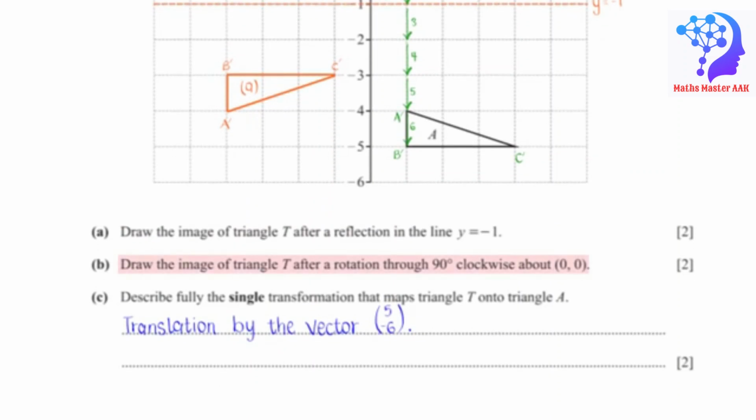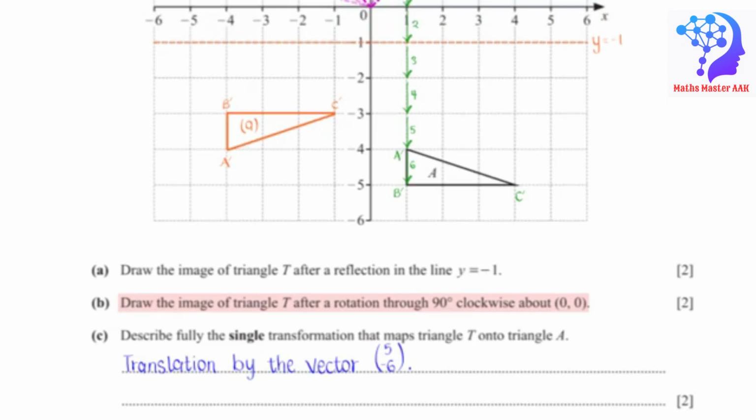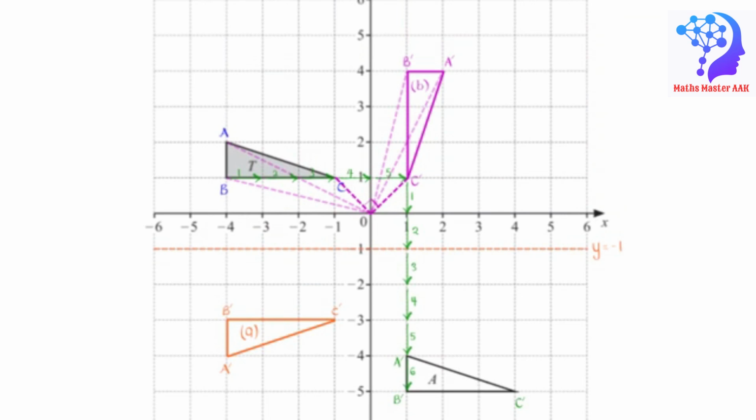Draw the image of triangle T after a rotation through 90 degrees clockwise about 0, 0, which is the origin. You can choose to use tracing paper for part B, or you can choose to go this route as well. Let's mark the center of rotation. So first, let's draw a line from point A to the origin. Then, using a set square or a protractor, we are going to measure 90 degrees in the clockwise direction from the line we've just drawn and mark this position. Now we are going to draw a straight line from the origin passing through the 90 degrees mark.